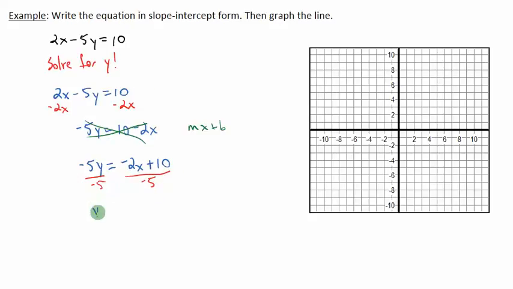And that's going to give me y on the left. And on the right, I have to divide my -2 by my -5. Well, that gives me a positive because a negative divided by a negative is positive, and it gives me +2/5 x. Then I need to divide my +10 by my -5. That's going to give me 10 divided by -5 is -2. So that is the slope-intercept form.